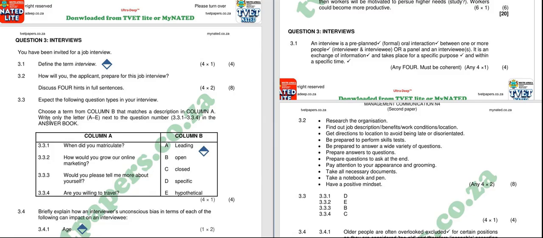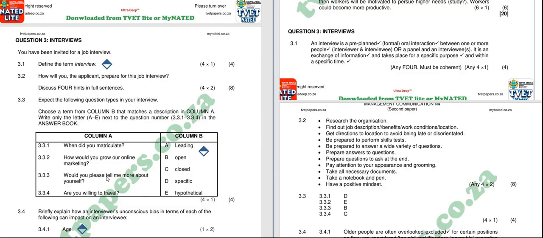So 3.3, you expect the following question types in your interview. Choose from table column B that matches a description in column A. So of course column A we got first part is when did you matriculate. The 3.3.1 is a specific question. Then how would you grow our online marketing? This one is a hypothetical question.